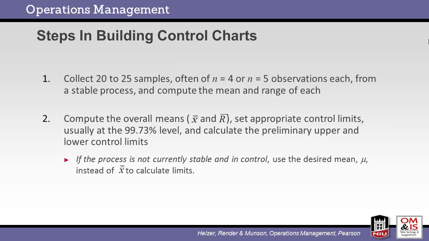This slide shows the general steps to create control charts. We start with multiple samples of 4 or 5 observations each. Next, the X bar and R bar values are calculated from the sample data. These values are used to calculate the upper and lower control limits. These steps assume that the process is stable. If not, use the desired mean instead of the measured mean values to set the control limits.